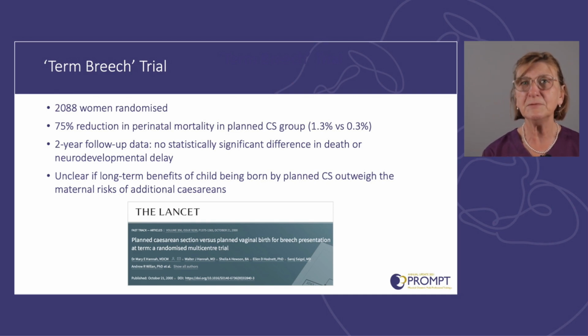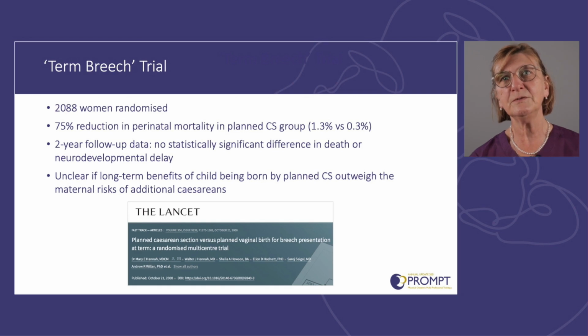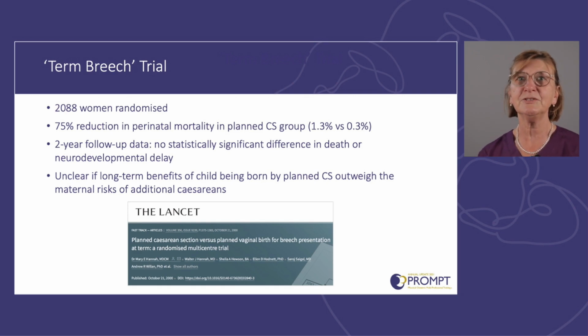Looking at other studies, the Term Breech Trial, which was run back in 2000, is probably the most well-known trial. I guess the key finding at the end of this was that after a 2-year follow-up, it was unclear if the long-term benefits of the child being born by planned caesarean section actually outweighed the maternal risks of additional caesarean sections.